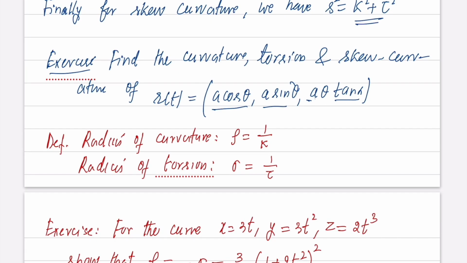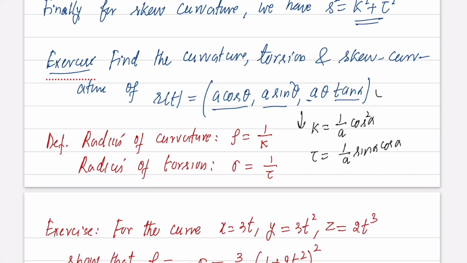We have already mentioned how to find the curvature, torsion and skew curvature of a right circular helix. For this we can mention the answer here: curvature is equal to 1 by a cos square alpha, and torsion is equal to 1 by a sin alpha cos alpha. Now if we take the ratio of curvature and the torsion, we will get just a constant, some scalar, because a is a constant as well as alpha is a constant.